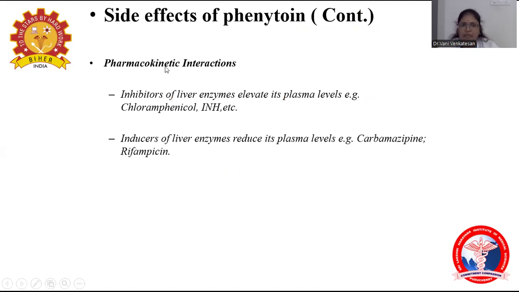And regarding the other pharmacokinetic profile, as I told, it has very big enzyme interactions. Inhibition of liver enzymes elevates the plasma levels of the drug, as it is both a big enzyme inducer as well as an inhibitor. It induces the liver enzymes, which decreases the plasma levels of carbamazepine and rifampicin.